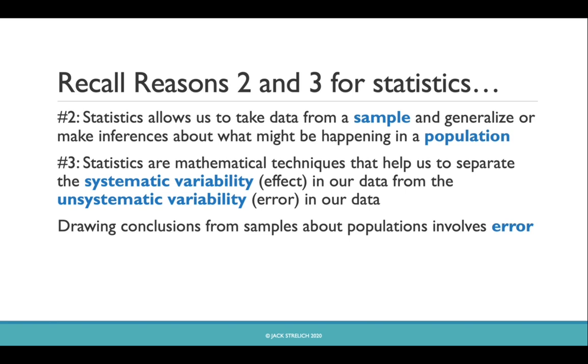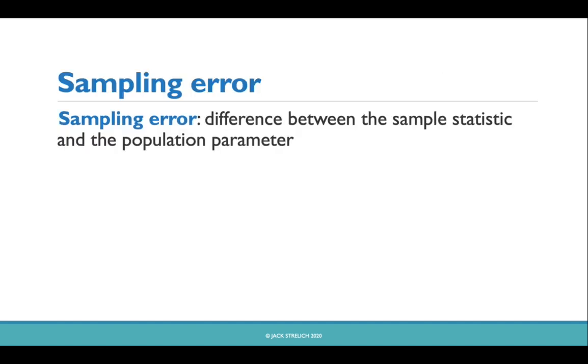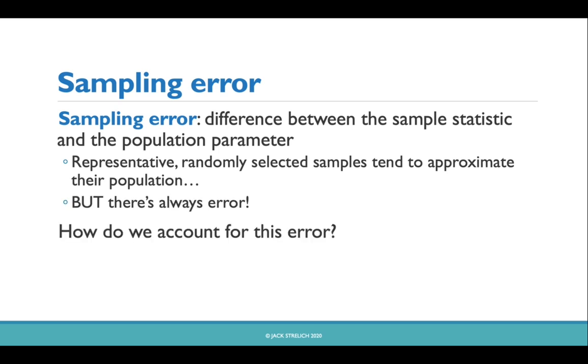Drawing conclusions about populations based on samples is always going to involve error. Representative randomly selected samples are part of the solution. But we also have a set of statistical concepts that are aimed at tackling this sort of error. Sampling error refers to the difference between a given sample statistic and its corresponding population parameter. Representative and randomly selected samples tend to approximate the population that they were drawn from, but there's still always going to be error. How can we account for this error?